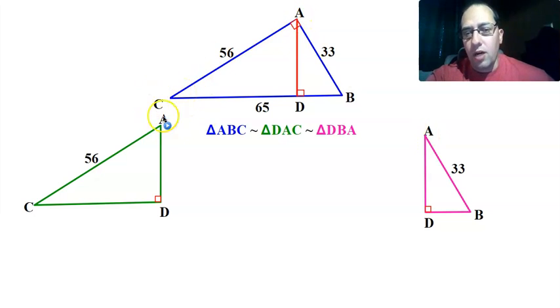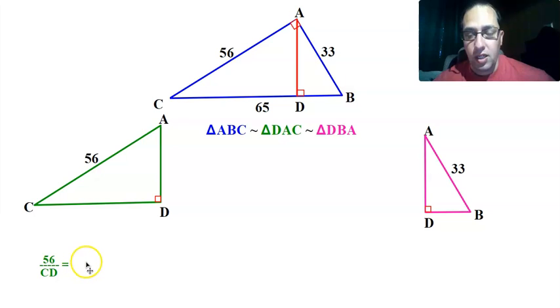Okay, so I want to find the length of segment CD. Well, segment CD is, I don't know, it's not 65. The 65 is the length of this entire side right here. That's the 65. Right? I just want CD. Well, since these are proportional, I can set up a proportion. There we go. So I'm going to start with what I know. I know 56. I'm looking for CD.